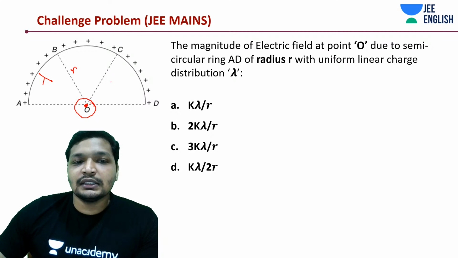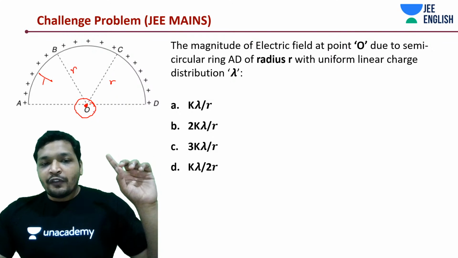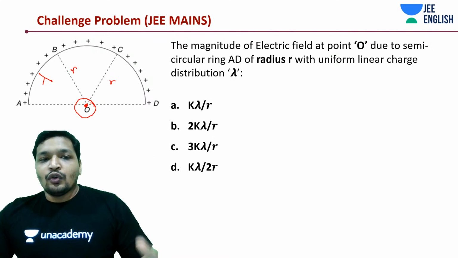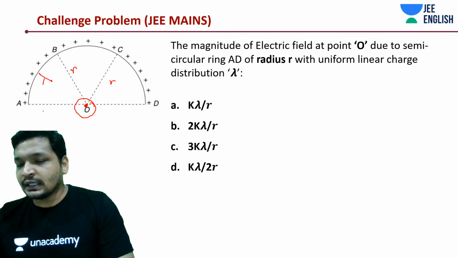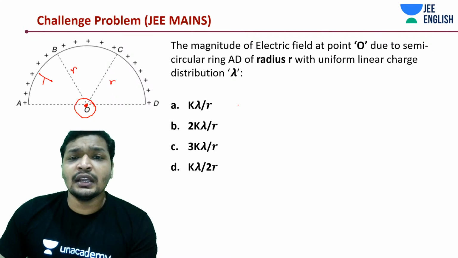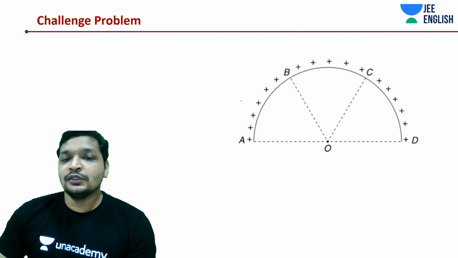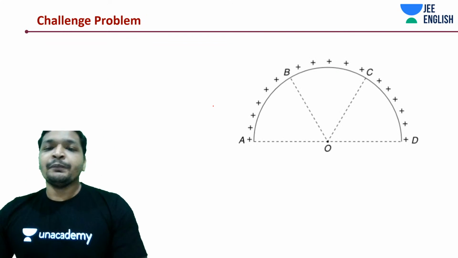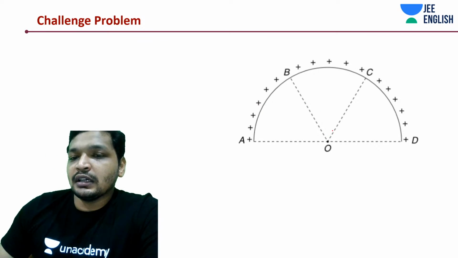If this is radius r, this is radius r. What should be the magnitude of electric field at the center O? If it was a full ring, 0. Symmetry, let's get started then. I believe you can note down the options: k lambda by r, 2k lambda by r, 3k lambda by r, k lambda by 2r. So try to work around it, don't get it wrong. And we also discuss the direction part as we get started with it.